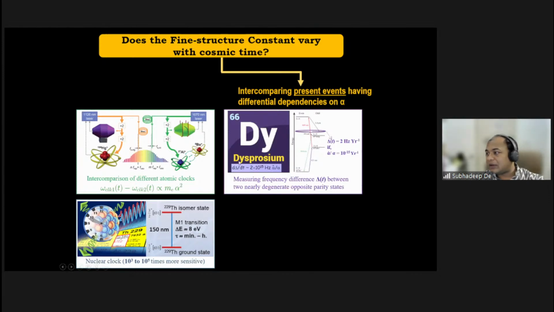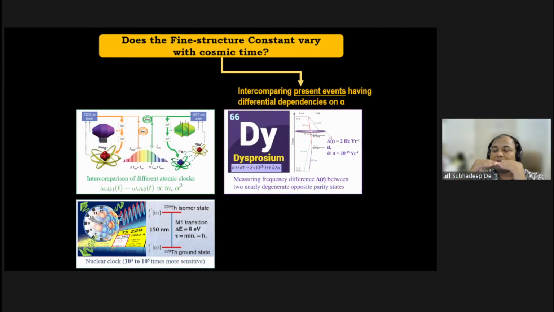Dysprosium has a few isotopes. The uniqueness of dysprosium is that, as you see here with these rounded markers, it has two energy states which are opposite in parity. But these two energy states are nearly degenerate. That means these two energy states are almost at the same energy level. The discrepancy is only about 200 megahertz or so. It's a very unique feature. One of these states is highly sensitive to the fine structure constant, whereas the other state is not that sensitive.